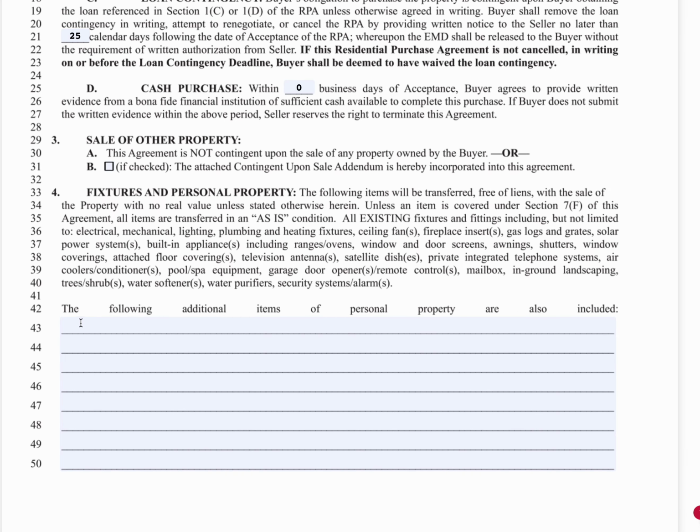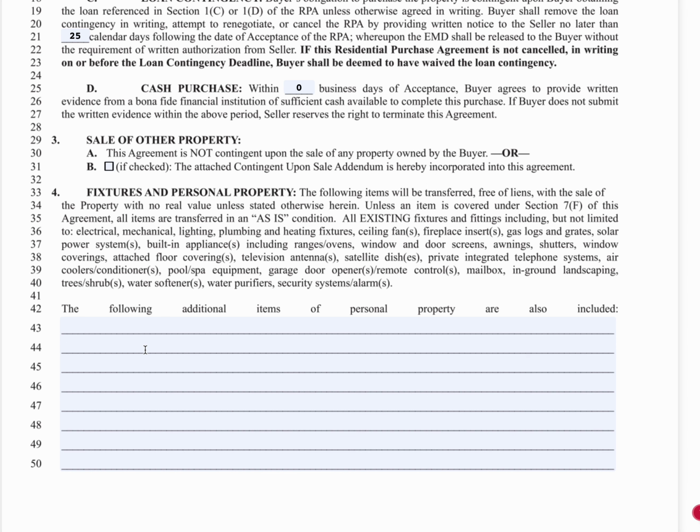All right, so here, very important. If you see a property that has a refrigerator that you want, or any personal property, whatever the case is, if it's not built in, meaning built-in appliances, then it's considered personal property. But anything else that you want, some of the examples are going to be right here. Then we would put them in this item.